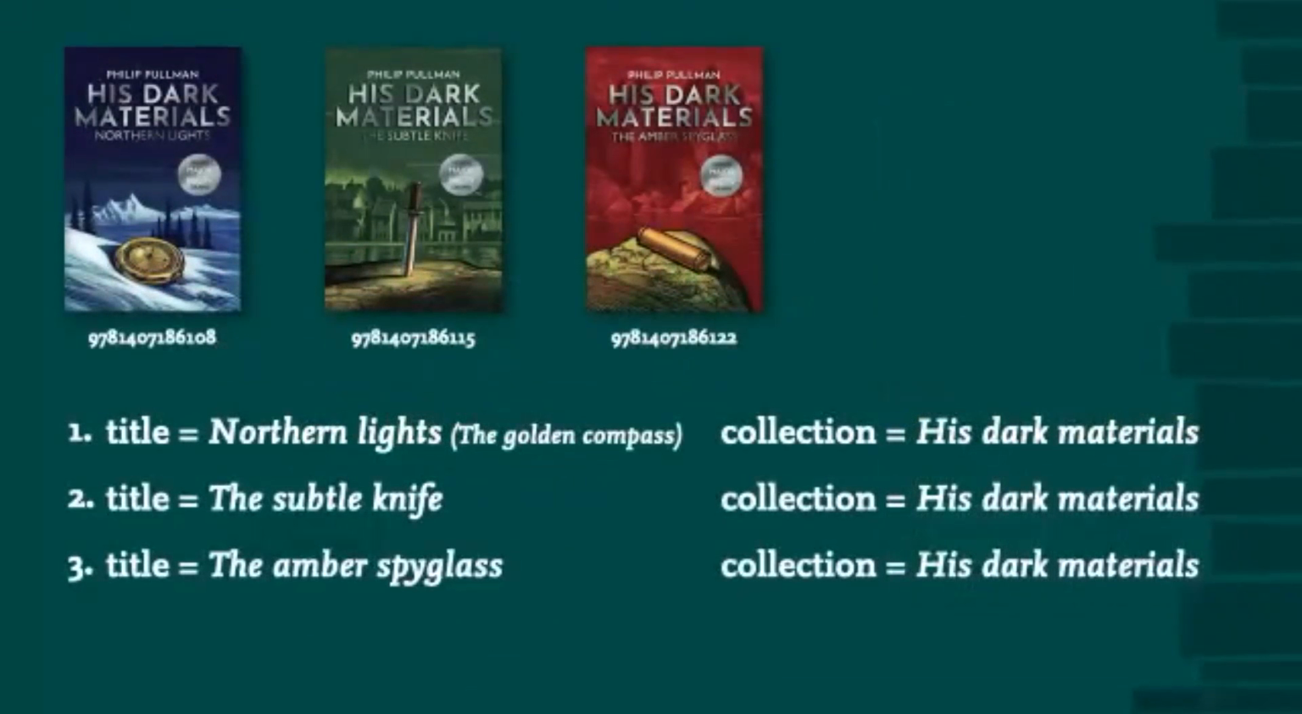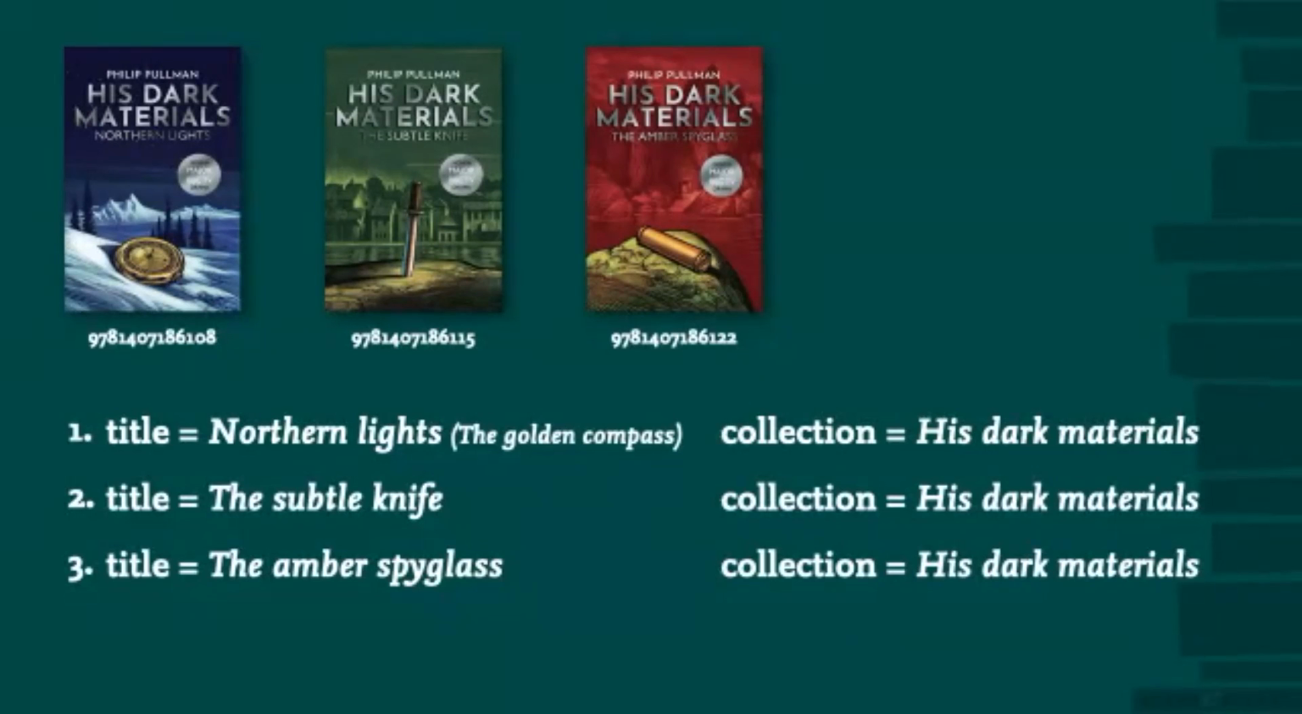This collection consists of a trilogy of novels written in the 1990s by Philip Pullman: Northern Lights, The Subtle Knife, and The Amber Spyglass. Note that Northern Lights was entitled The Golden Compass in North America, but these three are the UK versions. You probably know the books.